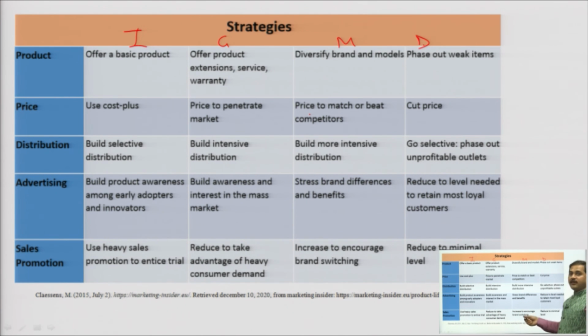Increase to encourage brand switching. We need to again do a lot of sales promotion so that we can retain our existing customers, and reduce brand switching to the minimal level so that we can bring up the maximum and retain the maximum consumers in this particular situation. And this is what we are dealing with over here, and with this we are coming to the end of the discussion, and that's how we have discussed what exactly the complete product life cycle is.